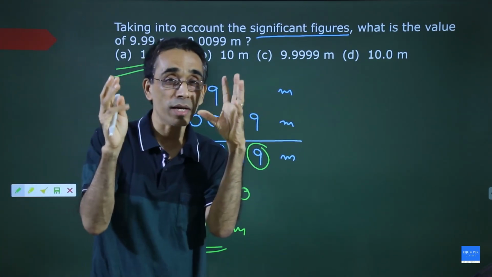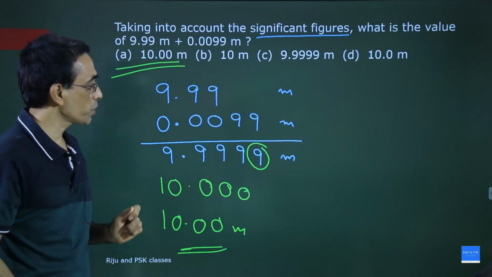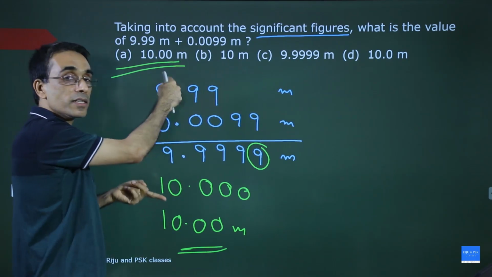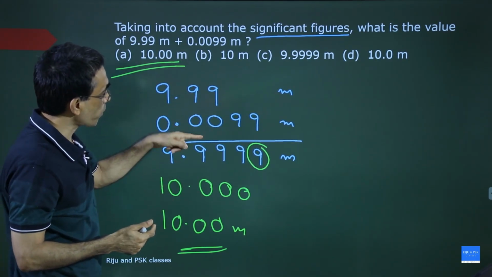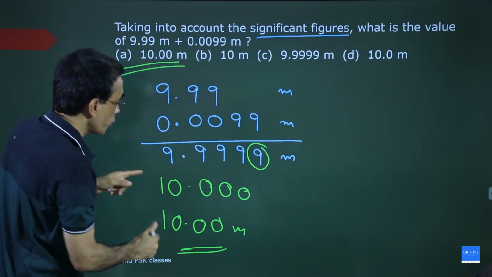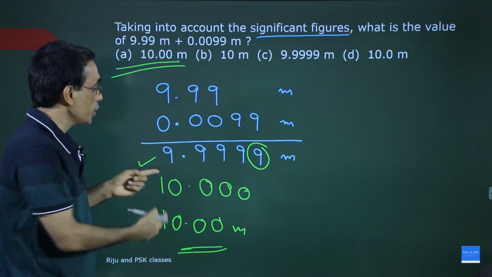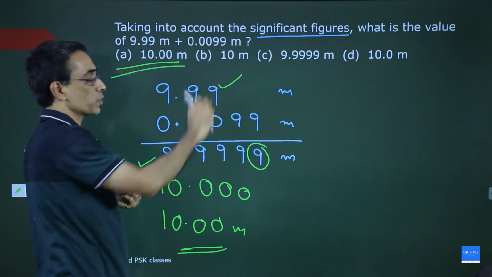This may sound and look weird, but this is scientifically correct, because you can't have more. See, you have 2 devices here, which is more precise. This is more precise than that one, or this is a poor device compared to the other one. So if you take the answer like this, you are saying that you are getting an answer which is more precise than one of the devices used.